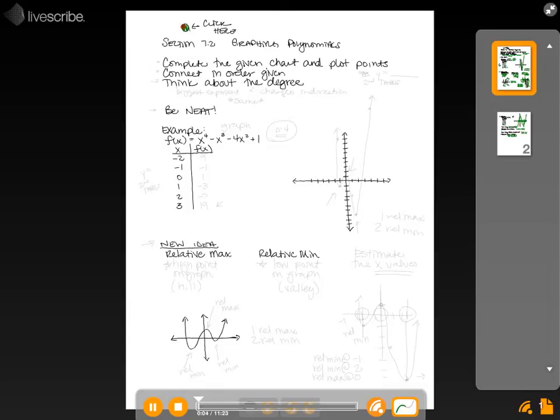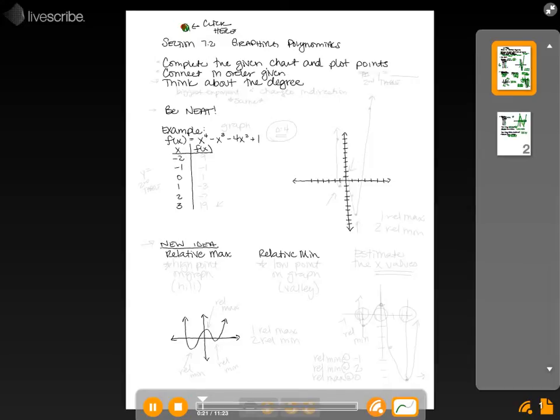Alright, these are our notes for section 7.2 on graphing polynomials. So we're going to continue the ideas that we learned in 7.1, and how things like the leading coefficient and the degree and the end behavior all affect the graph, and we're actually going to graph these polynomials.